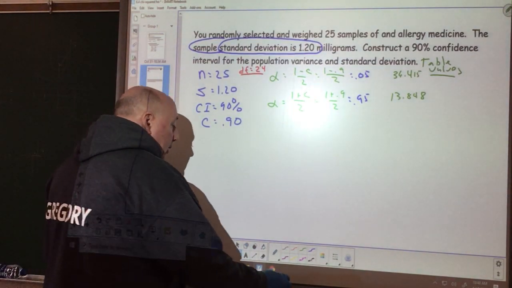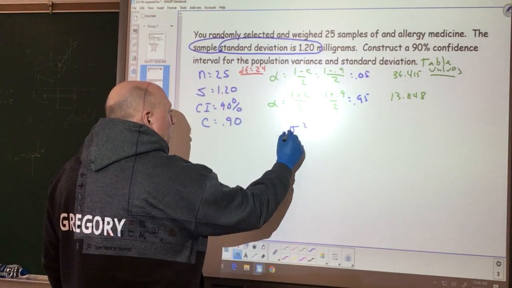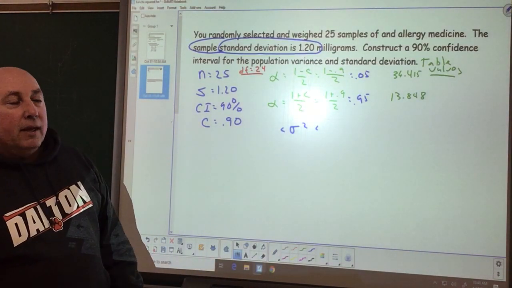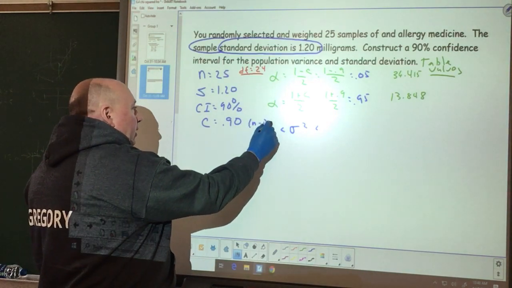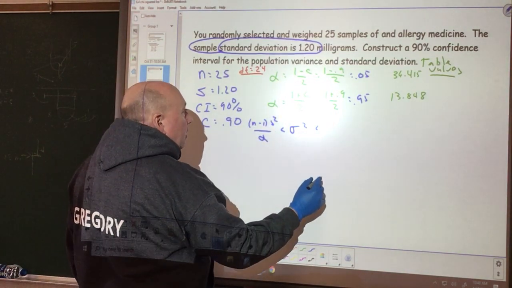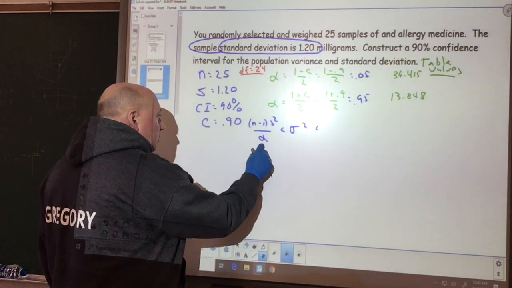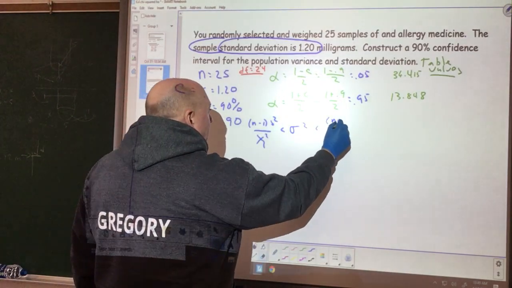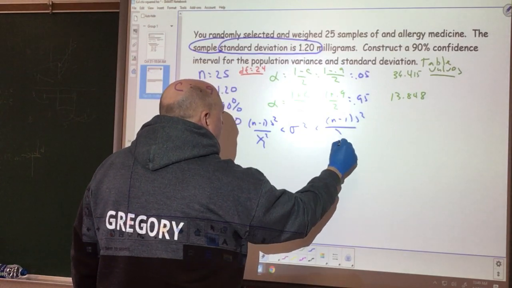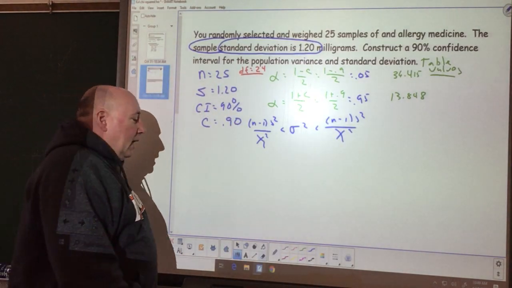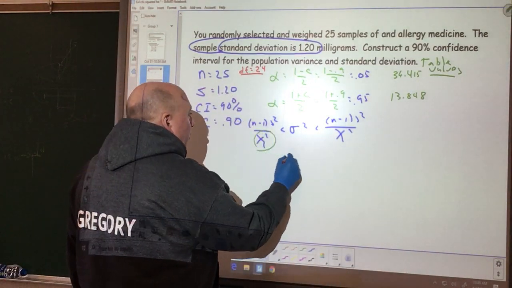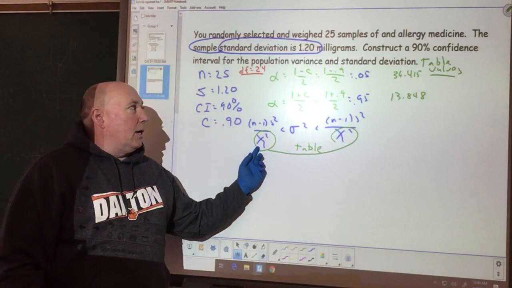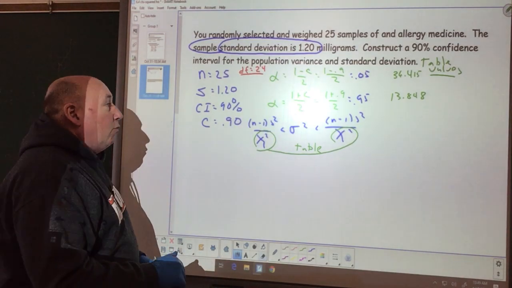Now to calculate our confidence interval for our population variance, we have n minus 1 s squared divided by my chi-squared value, and then n minus 1 s squared divided by chi-squared, once again, value. These, once again, are the table values. These come from the table. And this value here has to be the bigger of the two values. So I'm going to use 36.415.